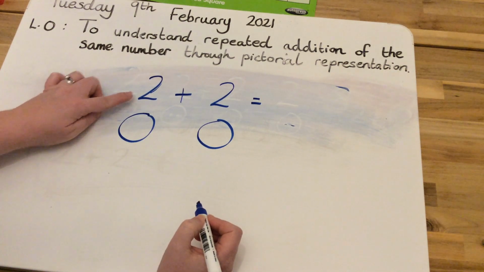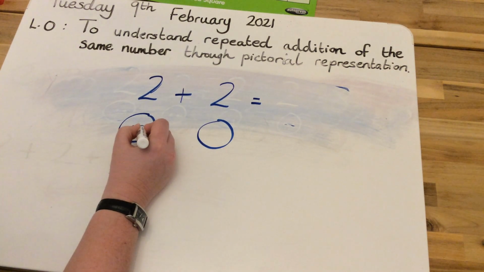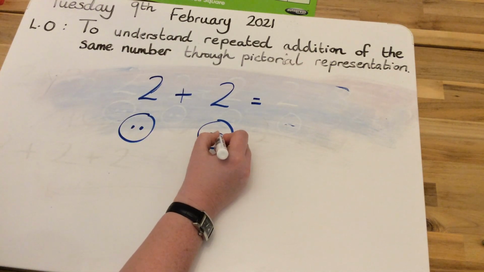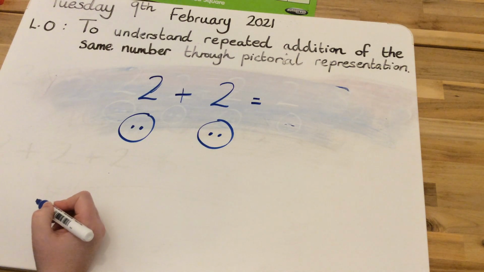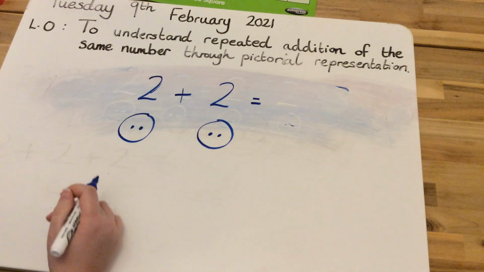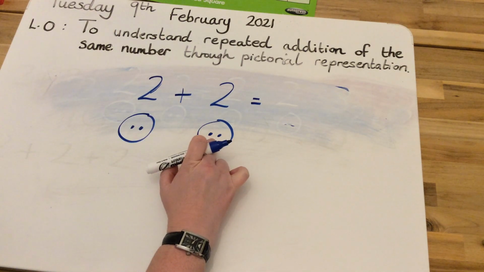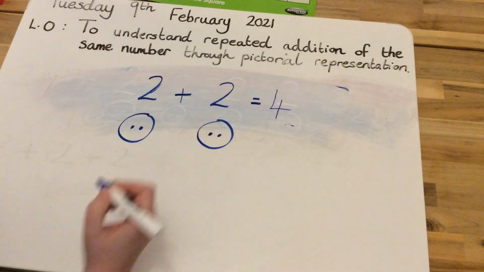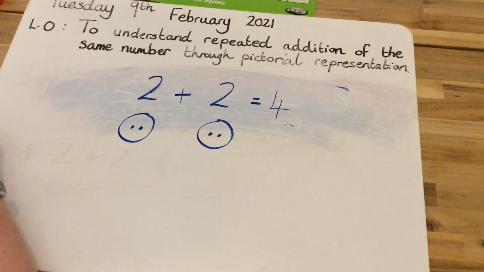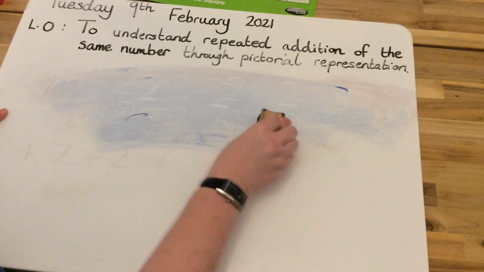Okay, so I want my chocolate chips to match on the top. At the moment this cookie hasn't got any chocolate chips. Let's draw 2 chocolate chips on that cookie and 2 chocolate chips on that cookie. And now I'm ready to add up my groups of 2. I've got 2 groups of 2. Let's go. 2, 4. And I've finished my counting because I've run out of chocolate chips to count, and the answer is 4.